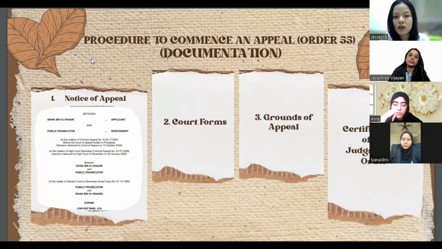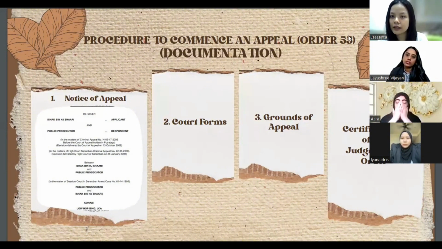And then the second one is the court forms. Different jurisdictions have specific forms required for initiating an appeal. These forms gather essential information about the case, such as the names of the parties, case number, and details about the judgment being appealed. And then the third one is the grounds of appeal. This document outlines the legal basis for the appeal. It details the errors or issues believed to have occurred in the lower court decision and explains why the decision should be reconsidered by the appeal court. And then the last one is the certified copy of the judgment and order.